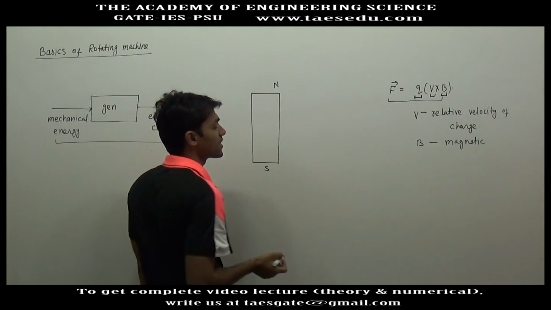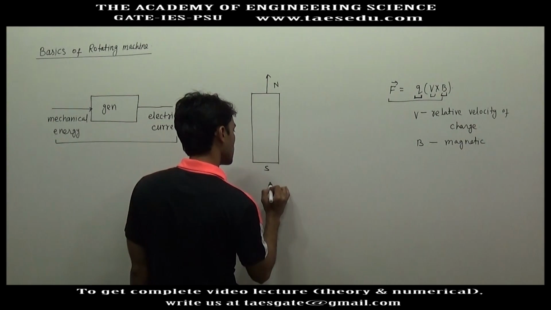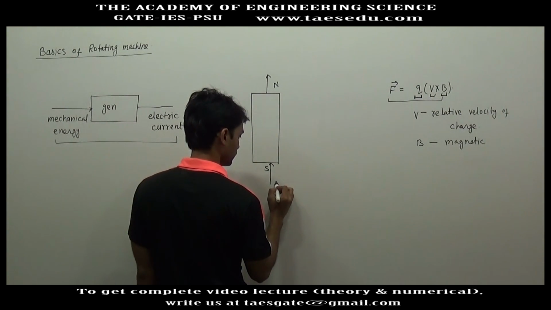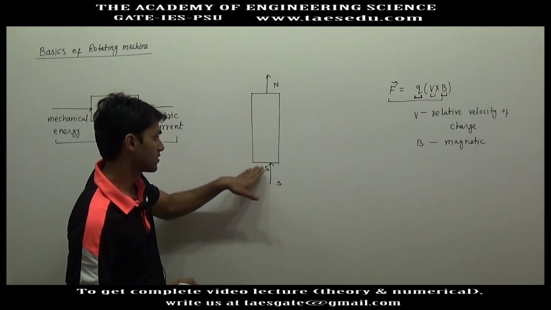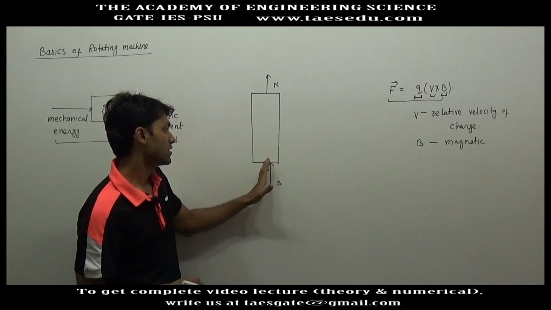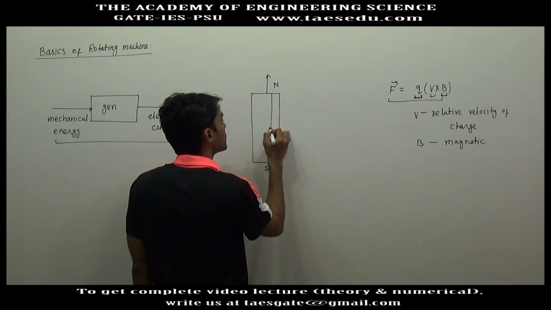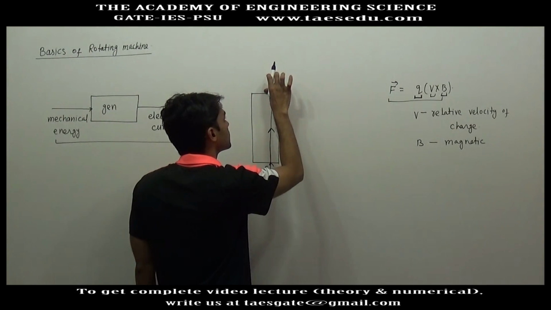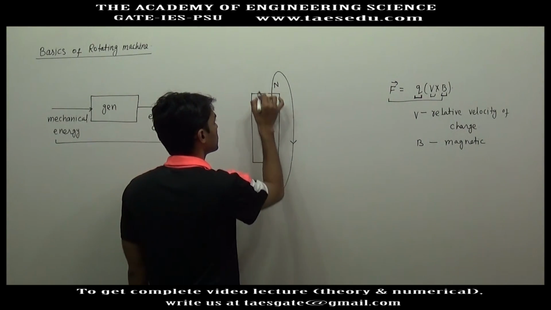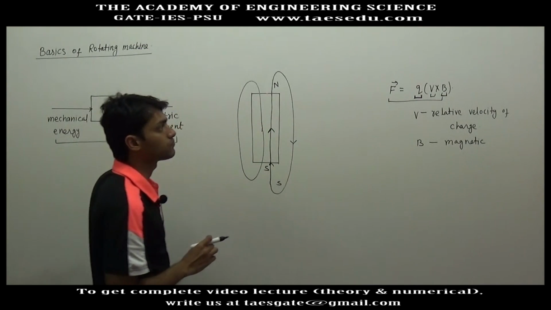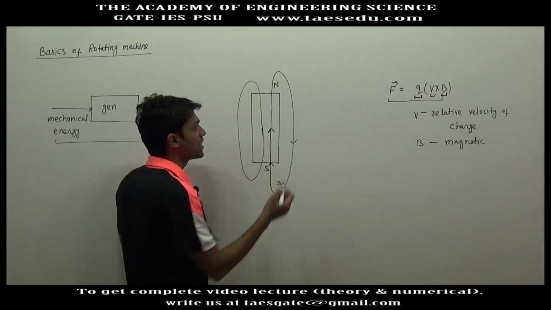So what will be the direction of magnetic field? The magnetic field leaves from the north pole and enters the south pole. Outside the material, it will enter the south pole, and it will leave from the north pole. And inside, since the lines of magnetic field are always closed, the direction will be like this. So one way of getting magnetic field is having a permanent magnet.